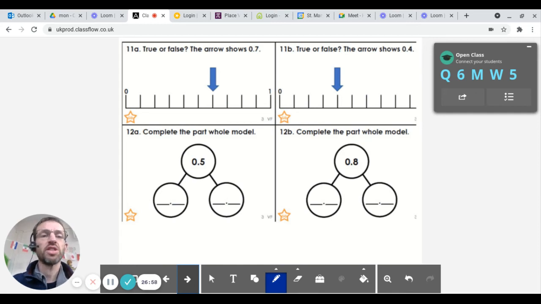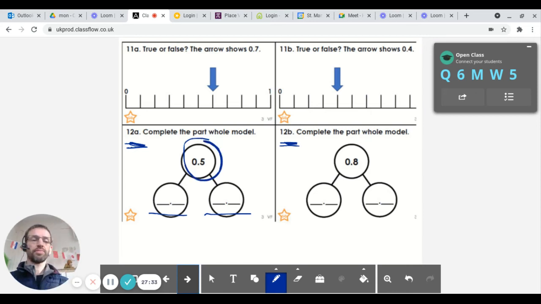Finishing off the spicier work, 11a, 11b, 12a, 12b. True or false, true or false. Part-whole models again. Just don't be too worried about these, because there is more than one answer. I could think of different ways that I could think of some parts here, some decimal tenths to write in here that would add up to my whole. This is my whole. So there's more than one answer for this. Have a go. Pause the video now.